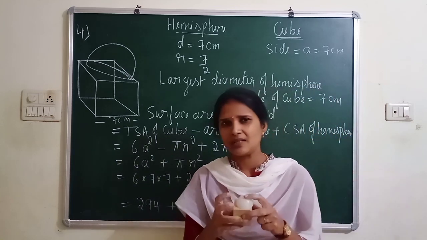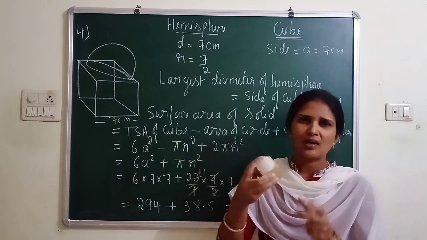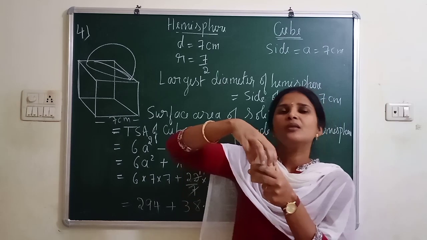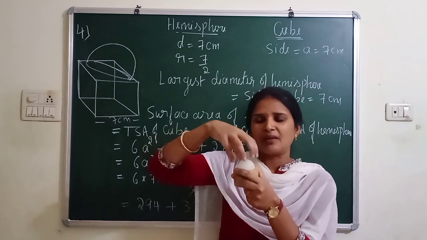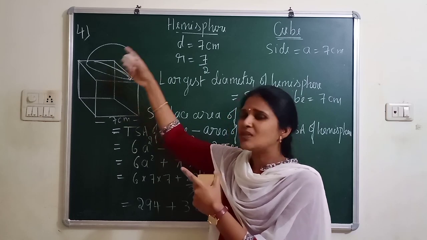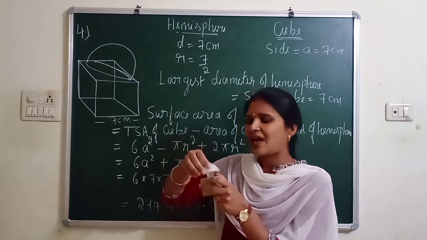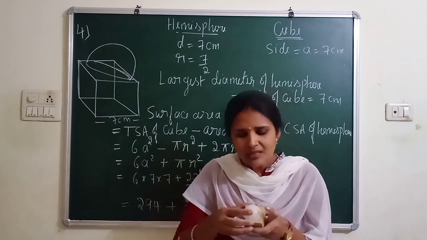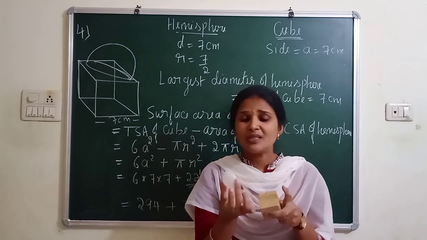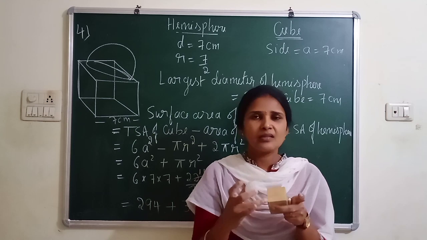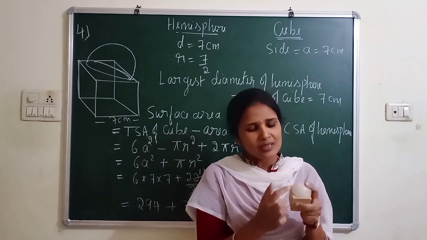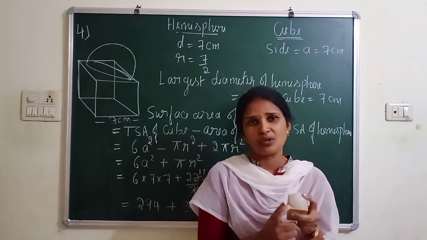Concentrate, listen carefully. Whenever you have a block like this, where one solid is exactly superimposed on another, the base of the mounted figure and the bottom figure coincide exactly. But for this block, you can see these corners: this is a circular part and this is a square part, so they cannot coincide. That's why these extra parts are left out.